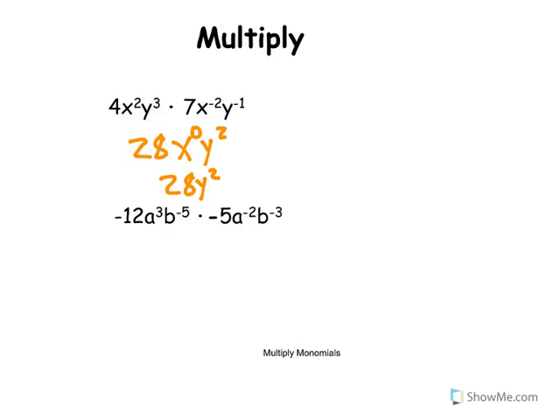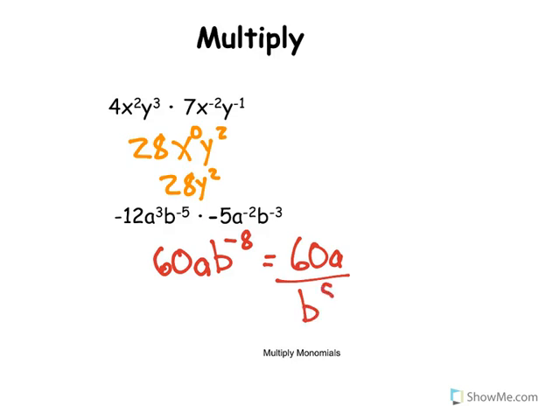All right, negative 12 times negative 5 is 60. Add my powers of a, that's a to the first. Add my powers of b, that's b to the negative eighth. I'm okay with you leaving it like this, but if you want to write it as a fraction, since only the b is being raised to the negative eighth, that's all that needs to drop to our denominator.